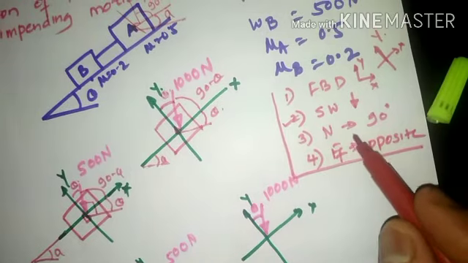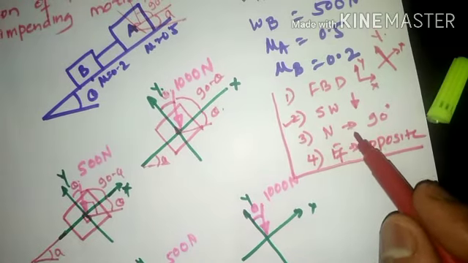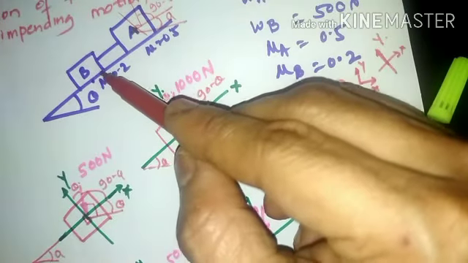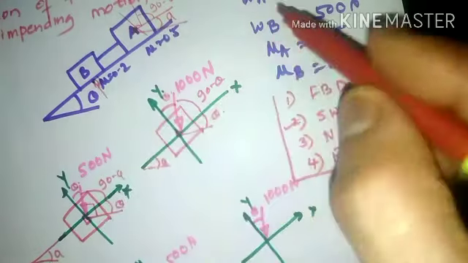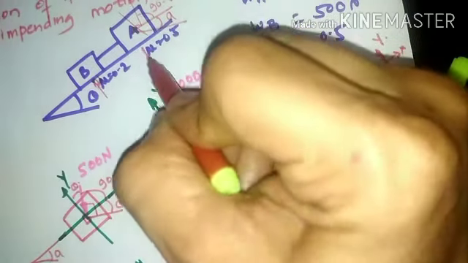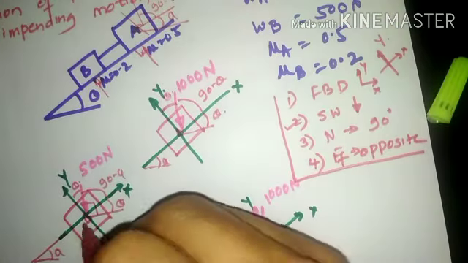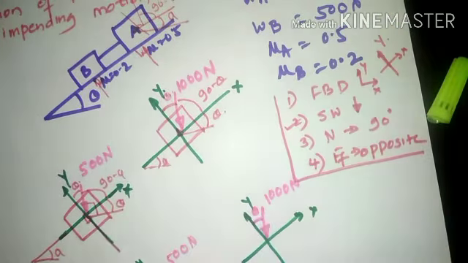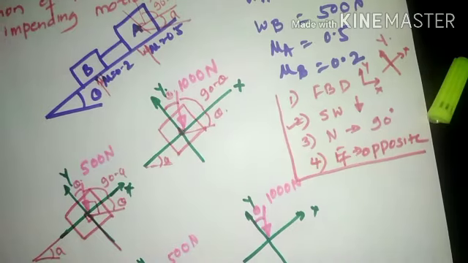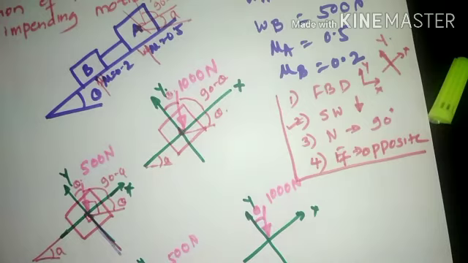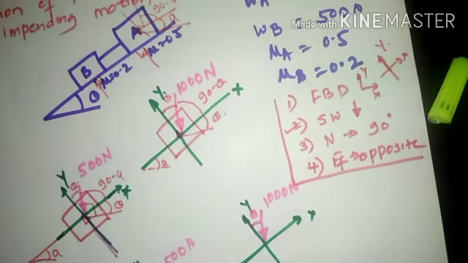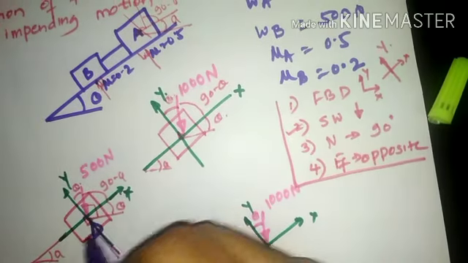The next one is normal reaction. That is, the reaction offered by the plane of contact. Block B is in contact with the inclined plane, so with respect to the inclined plane, the reaction is perpendicular to the plane of contact, that is 90 degrees. Similarly, 90 degrees at this particular junction. So the reaction will be perpendicular to the plane of contact here, in the upward direction.